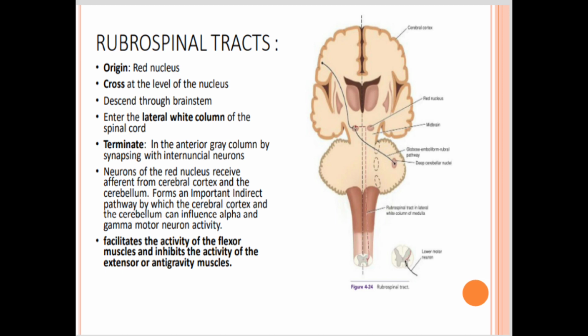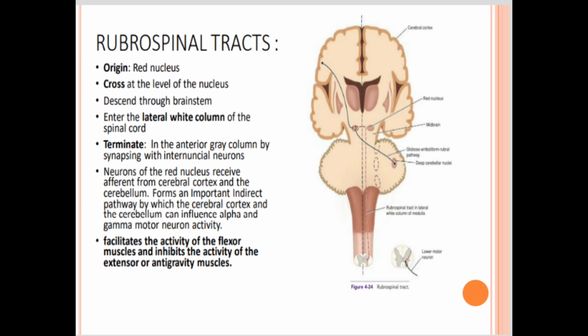And now let's talk about its termination. So it terminates in the anterior gray column by synapsing with internuncial neurons. Now the important thing regarding this tract is that it receives afferents from two different regions, and these are the cerebral cortex and the cerebellum.